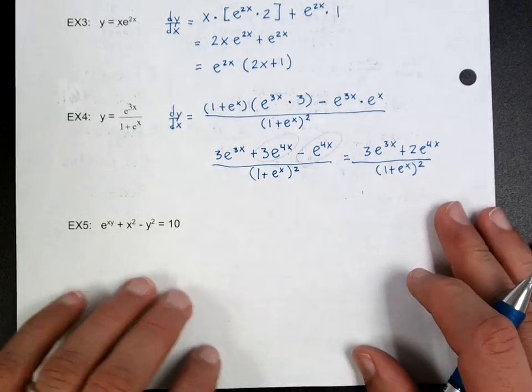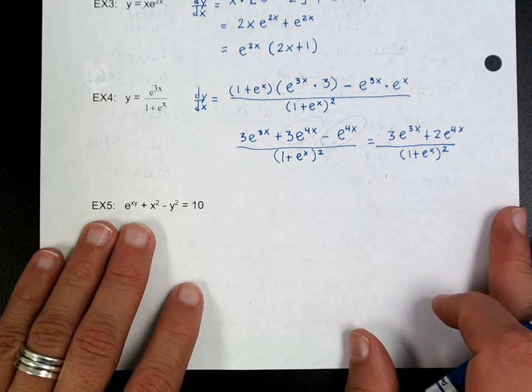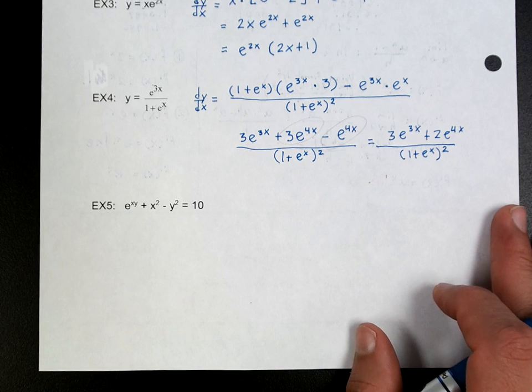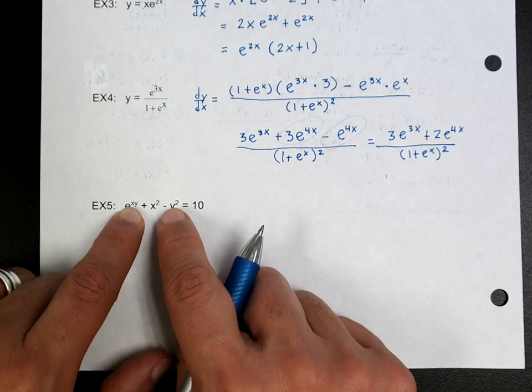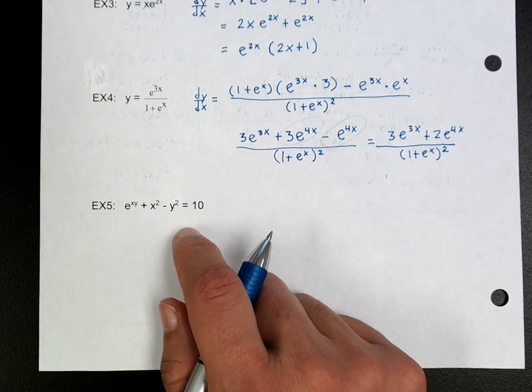Now, last but not least, oh man, this one sucks. Notice that right here, I'm going to have implicit differentiation. I could try to solve for y, but that's going to be kind of difficult considering that this y up here is a power and this one's not. So I'm going to do implicit differentiation. I hope you remember that.